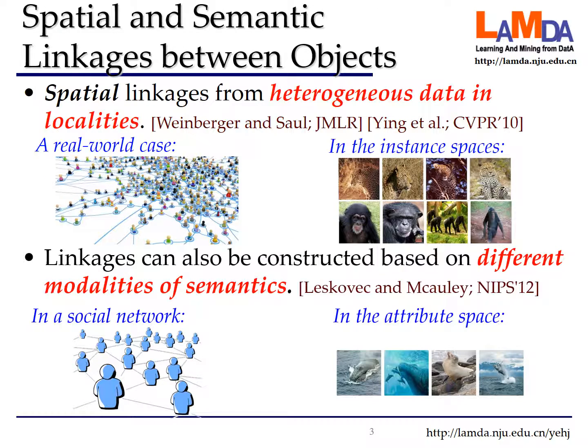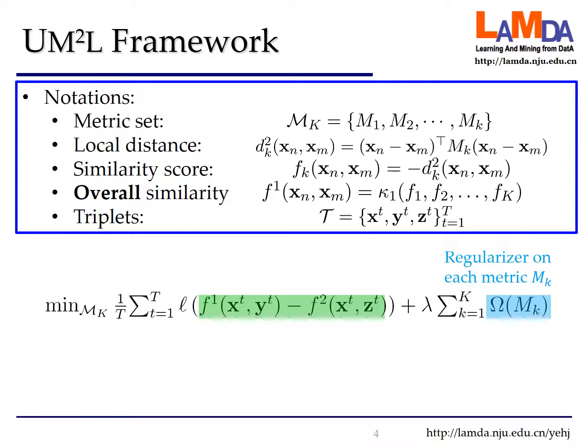Except for spatial linkages generated based on localities of heterogeneous data, there are also semantic linkages that can come from various properties, such as different physical meanings behind social relations. Many existing metric learning models focus on spatial linkages, but leave the rich semantic factors unconsidered. These kinds of linkages make overdetermined constraints in metric learning.